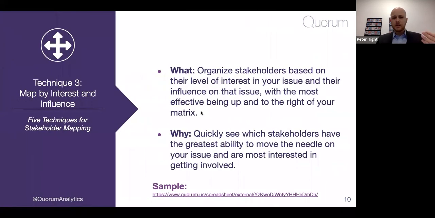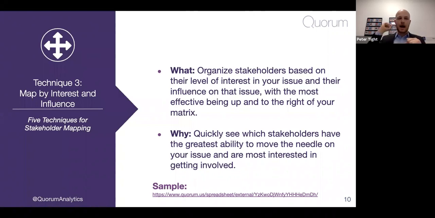Now, each of your stakeholders has a certain level of interest in the issues that you work on and a certain level of influence on that issue. With this knowledge and this information, you can build out a really cool matrix mapping the interest on one axis versus the influence on the other axis.